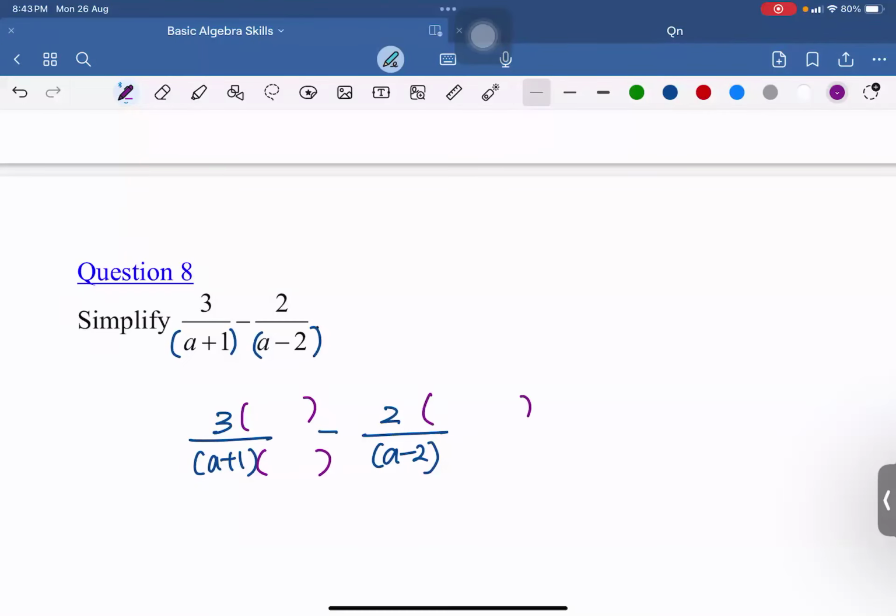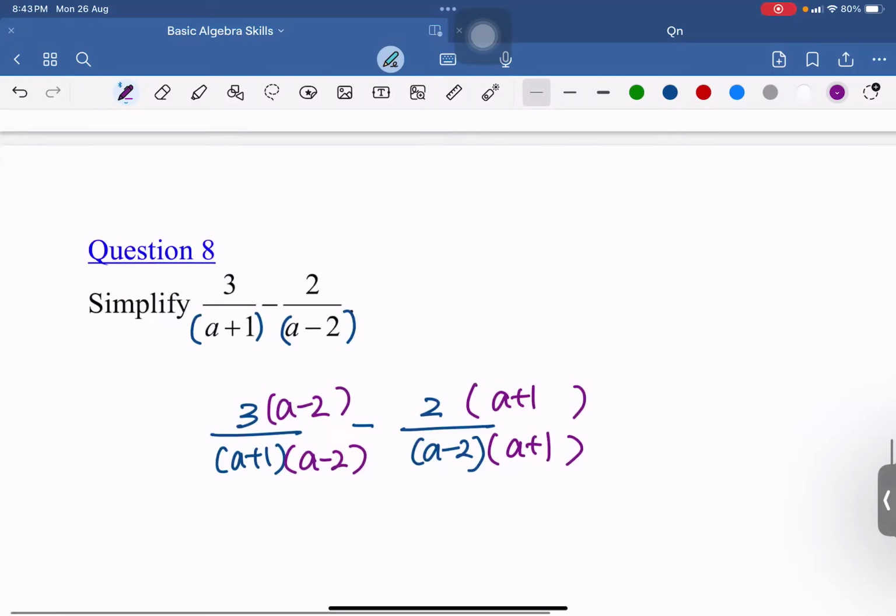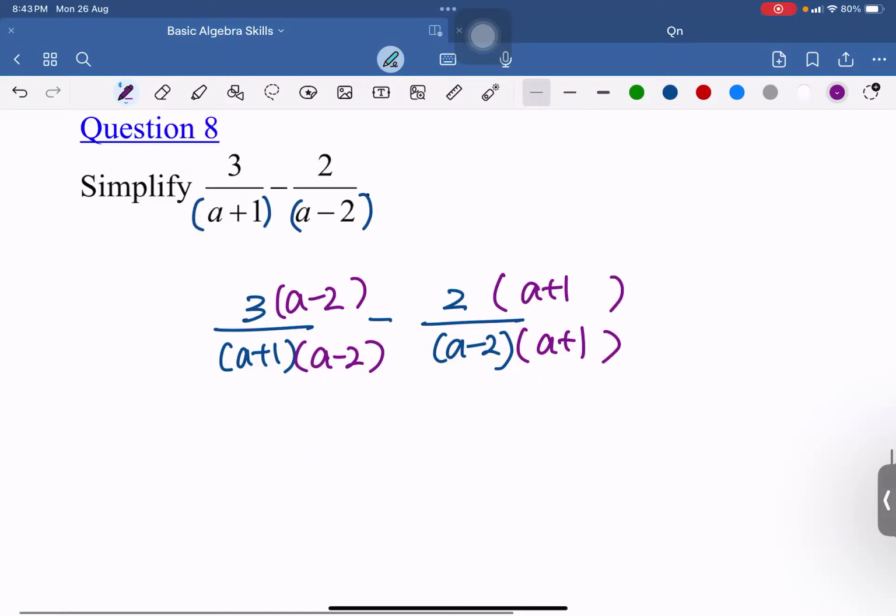A minus 2, then a plus 1. Sometimes you all write the denominator, but you forget to write the numerator. So you must be careful. We have a plus 1, a minus 2, only two brackets.